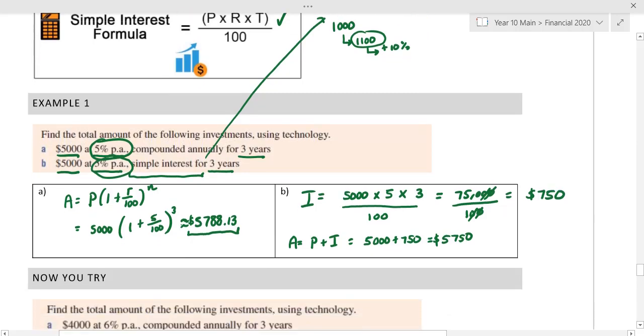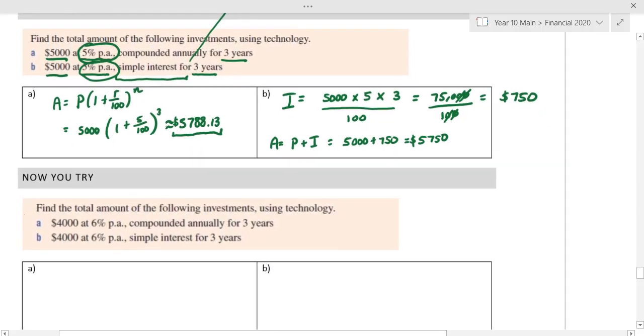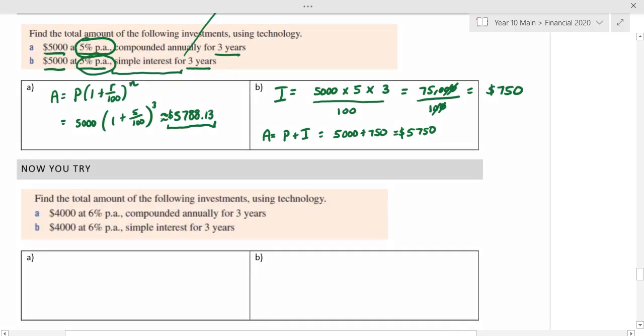All right, I'm going to leave those up here, and what I'd like you to do is, I've got a very similar question down here. I'd like you to have a go at this question.